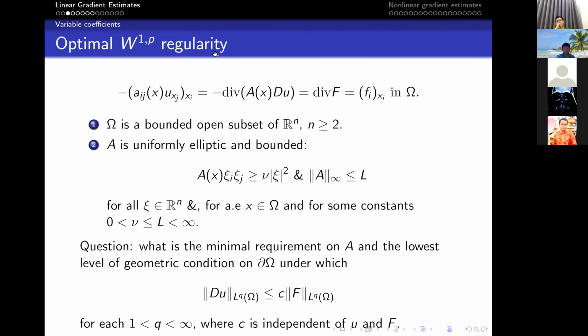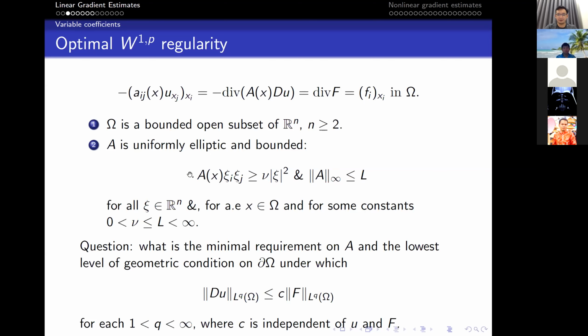Okay, so then I am looking at a variable coefficient, like I have the matrix here. So the structure goes to omega and the matrix. Omega is a bounded open domain in Euclidean space, and the matrix is uniformly elliptic and bounded.